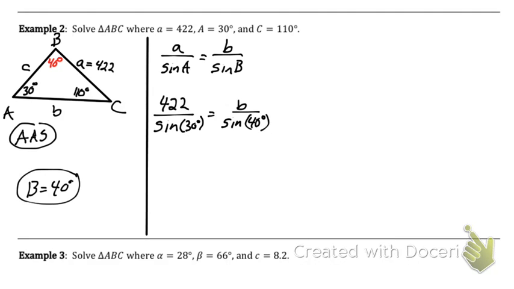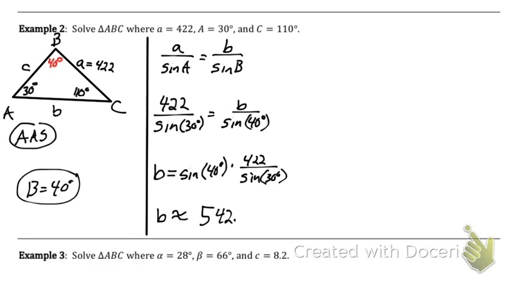Multiply both sides by sine of 40 degrees, and you're going to get B equals sine of 40 degrees times 422 over sine of 30 degrees. And is anyone ahead of me and has this? It's a big number. 542.5. Yeah, 542.5. Gotcha. Yep, 542.5.